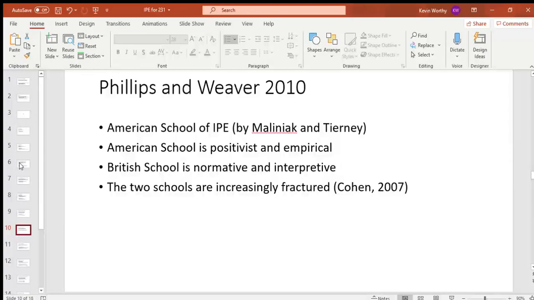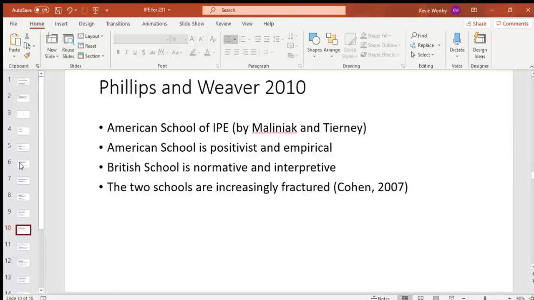So what you see in the British school that you don't see in the American school is that the British will include a lot of should and ought, right? These are things that should be this way. We think that everyone has a right to life and a right to a certain income level. So we're going to bring these normative interpolations into our research. The American school does not.